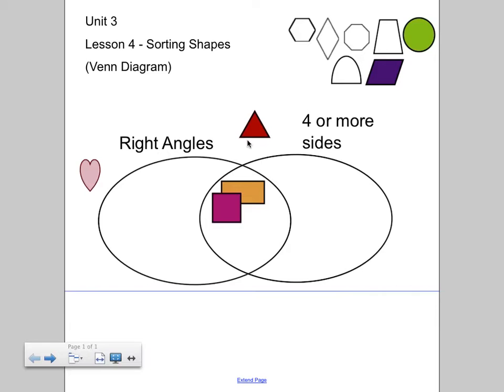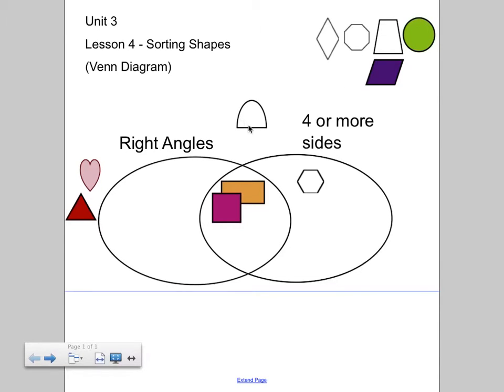I have the triangle next. There are no right angles, and it does not have 4 or more sides. Does not fit any of these. It goes on the outside. I have this shape here. This shape does not have right angles, but it is a 6-sided shape. It's a hexagon, which means it has 4 or more sides. It'll go over here.